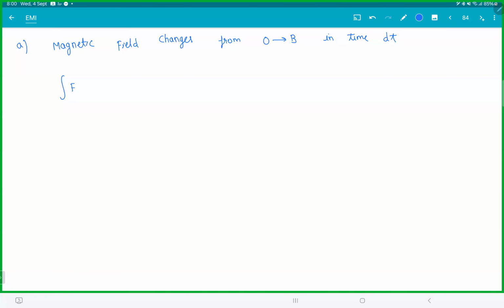So the integral of E dot dl is d phi by dt. So this will be E into 2 pi r is equal to the area pi r square into dB by dt, because flux will be B into pi r square. So the field will be r by 2 into dB by dt. I don't know dB by dt. Now here this dt will tend to 0. So we have a large electric field for a small time.